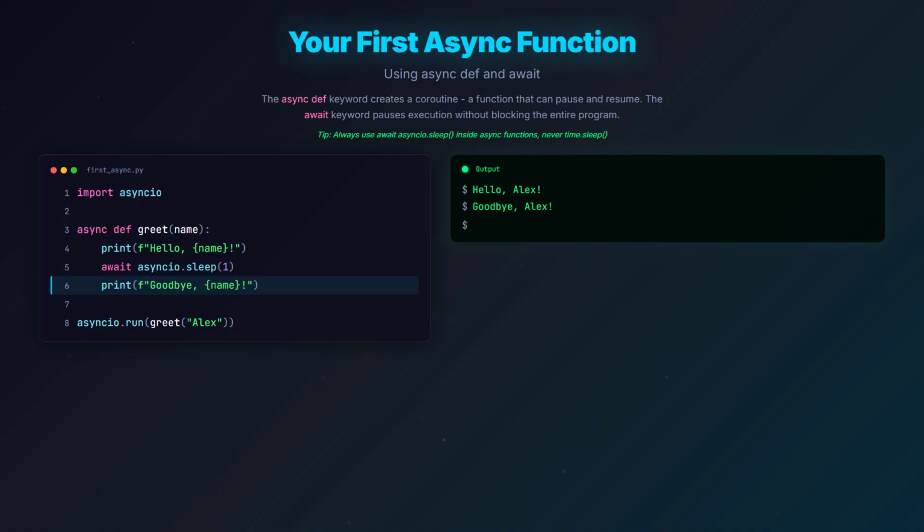The await keyword pauses this coroutine for 1 second, but unlike time.sleep, it doesn't freeze the entire program. Other tasks can run during this pause. Then we print goodbye. To run this, we use asyncio.run, which is your program's entry point into the async world. It creates an event loop, runs your coroutine, and cleans up afterward. The key takeaway: always use await asyncio.sleep inside async functions. Never time.sleep. This small difference is what makes async magic possible.